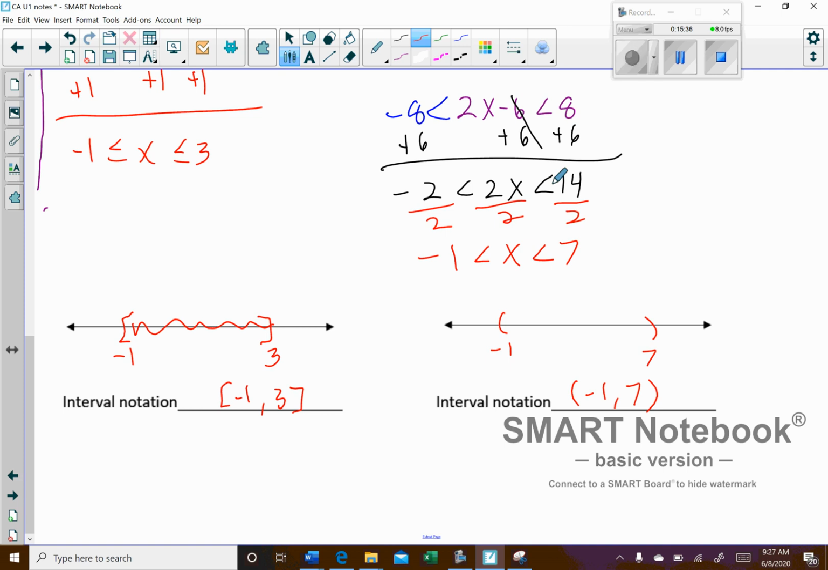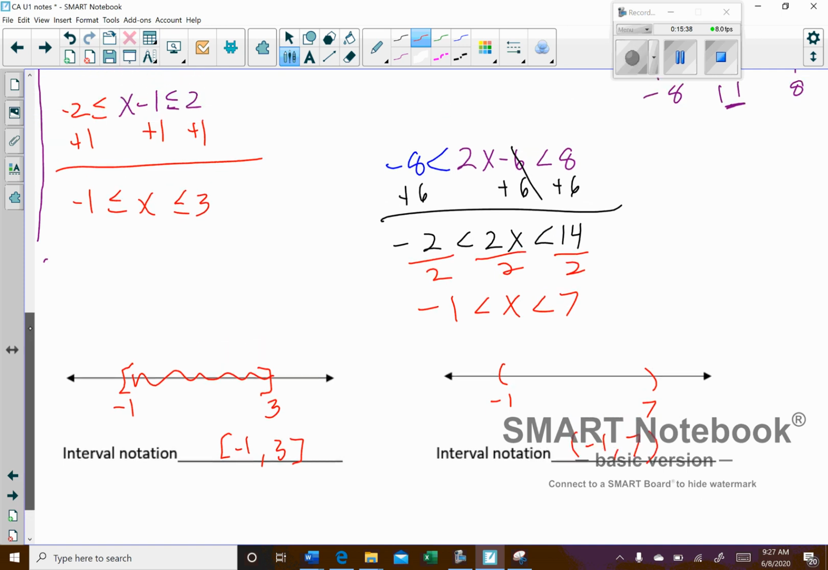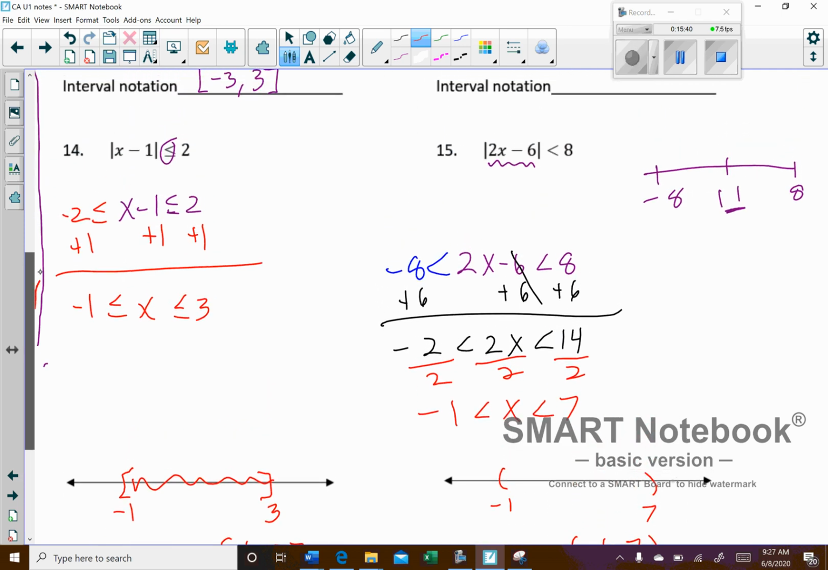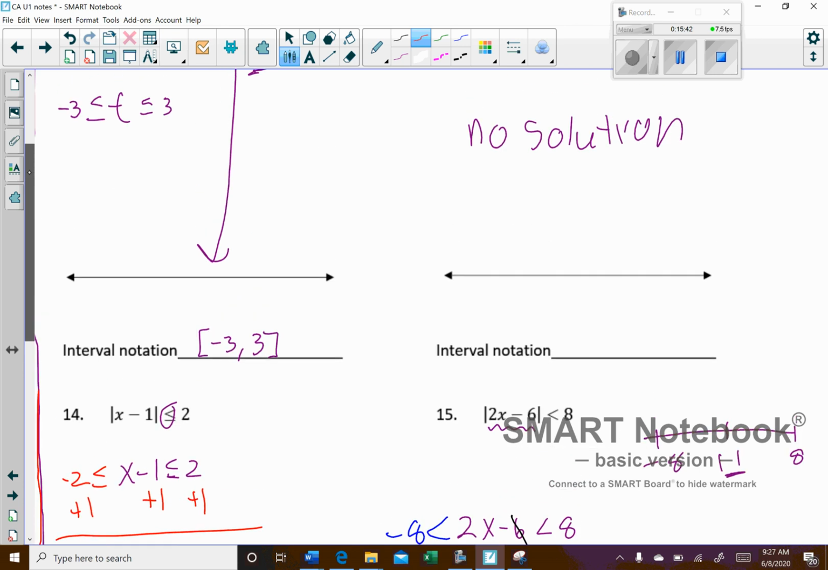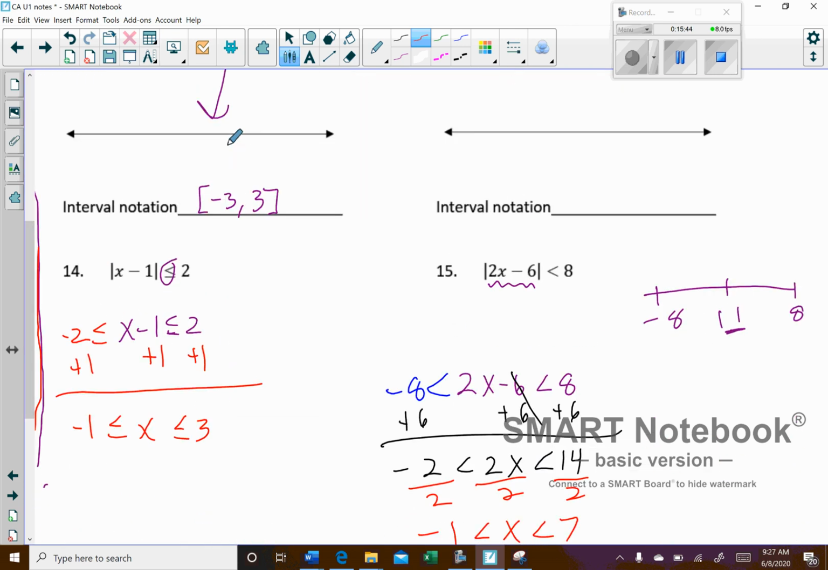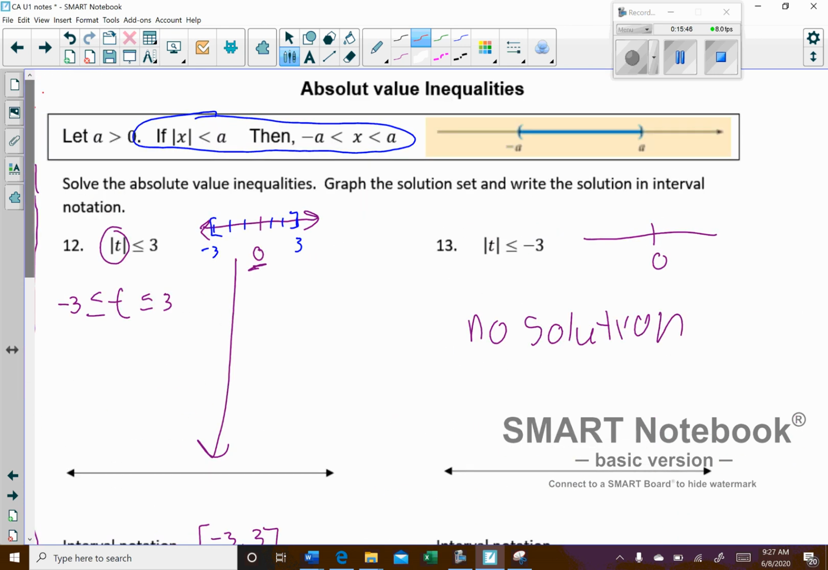Okay, you'll notice that all these were less than or equal to, right? So that was our first set that we were looking at. We were following this rule up here. Now we're going to look at whether we're dealing with greater than, because it is going to be a different way to approach it.